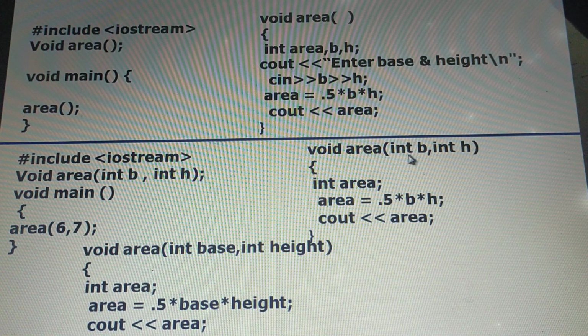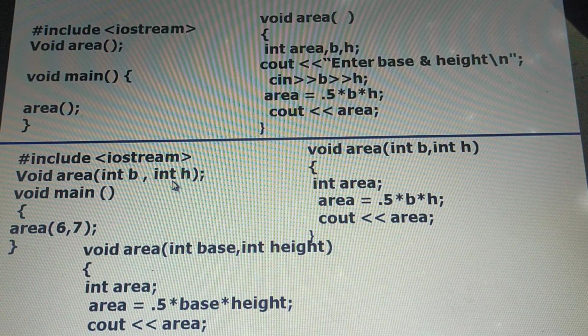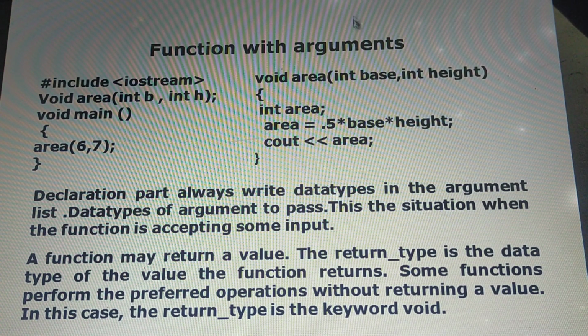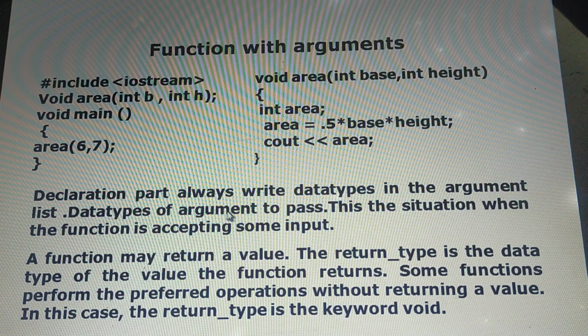Both the definition and the declaration should be the same. Here we have given two data types, but if we give more than two, it will give an error. Both should be matched. Okay. But in the defining section we have to give the data type with the argument name. Okay. Regarding the topic, the function with arguments, I want to teach you two important points of declaration and return type.